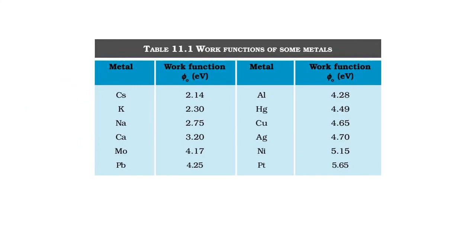Now note, all the metals don't have the same work function. That means the electrons in different metals cannot be ejected with the same amount of energy. All the metals require a different amount of energy to eject the electrons. Like in our case, cesium has a work function of 2.14 electron volts, potassium 2.3 electron volts, sodium 2.75 electron volts, and so on. So different metals have different work functions, and all these work functions are measured in electron volts.